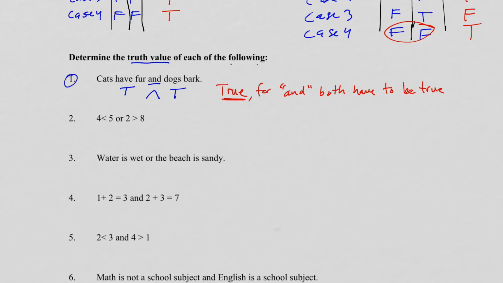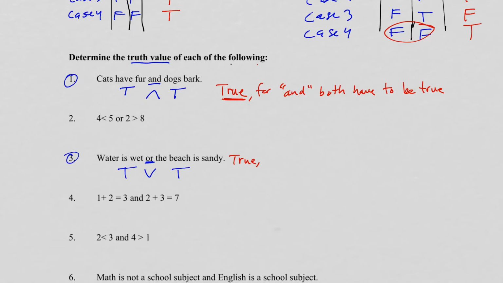Okay, let's take a look at number 3. Water is wet, that's true. Or the beach is sandy, that's also true. And so here we're looking at the "or" scenario, which could be one or the other or both. And in this case it is both. So this is also true.